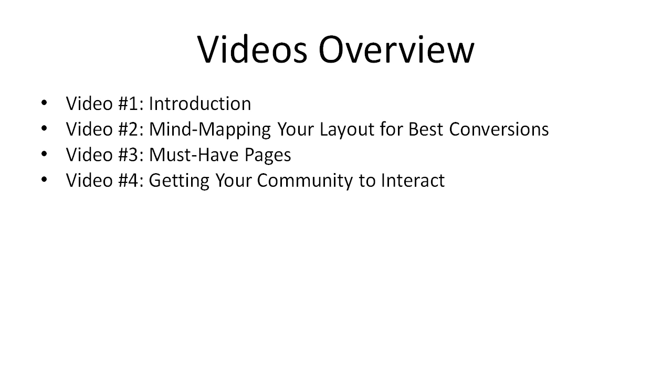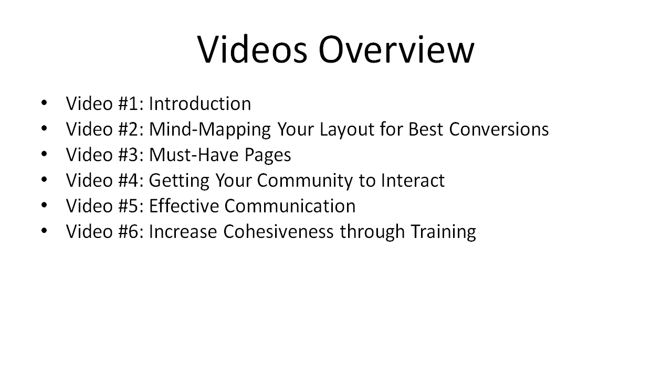Number four is getting your community to interact with you and interact with each other. In order to build a community, you have to do it in such a manner so that there's interaction. Of course, there needs to be effective communication as well. How are you going to effectively communicate with them? What channels of communication are available? And number six, how can you increase cohesiveness through training? Cohesiveness is basically how long somebody sticks with you. How long do they stick on your site, on your membership site, and things like that?